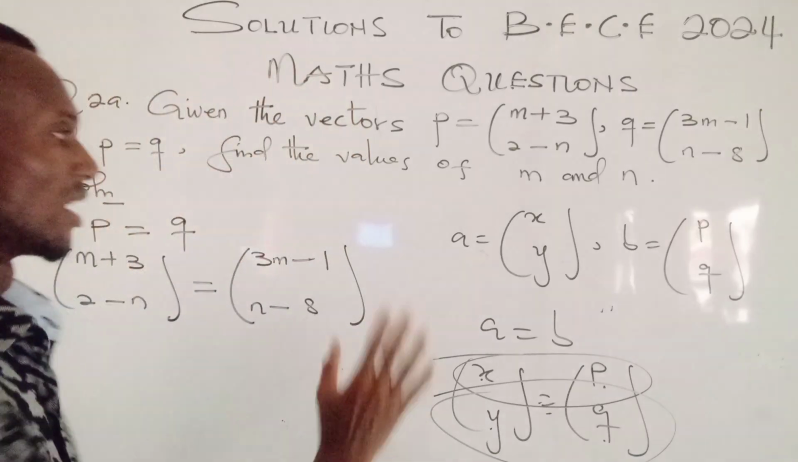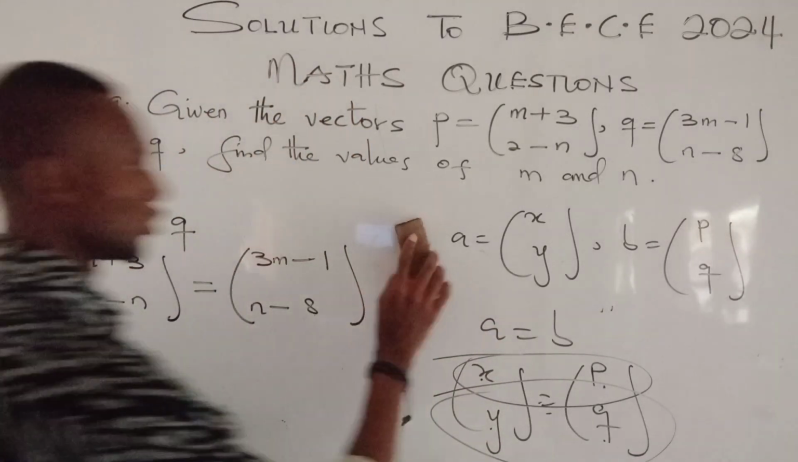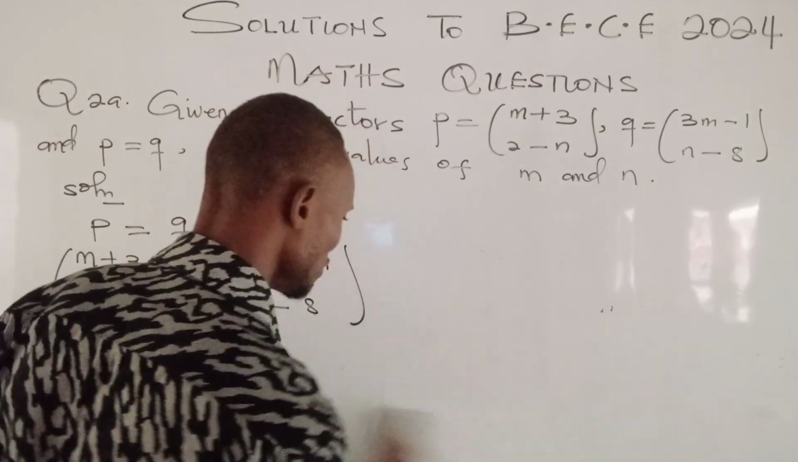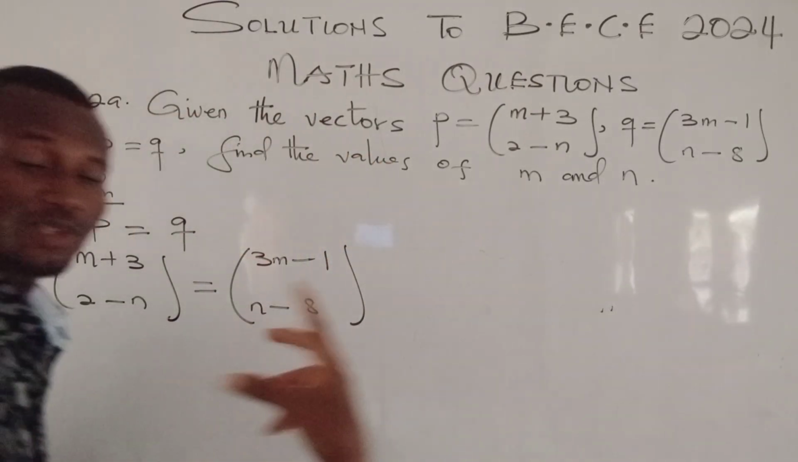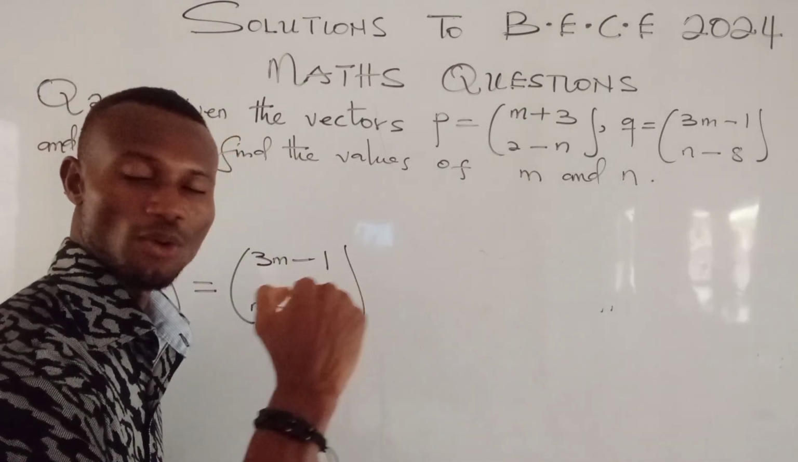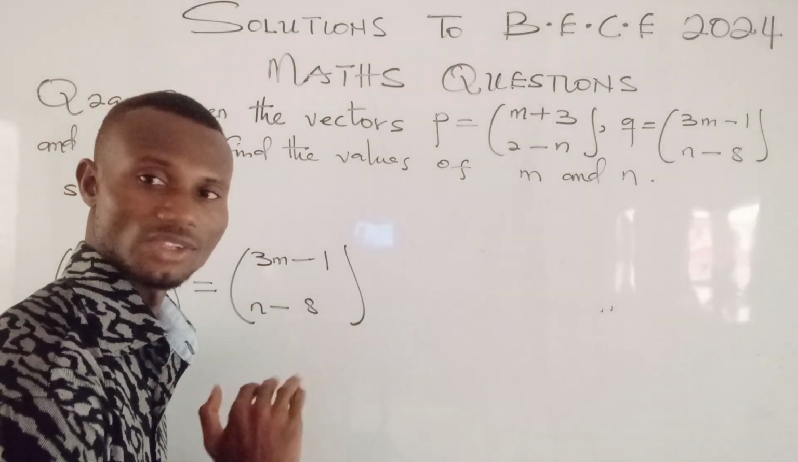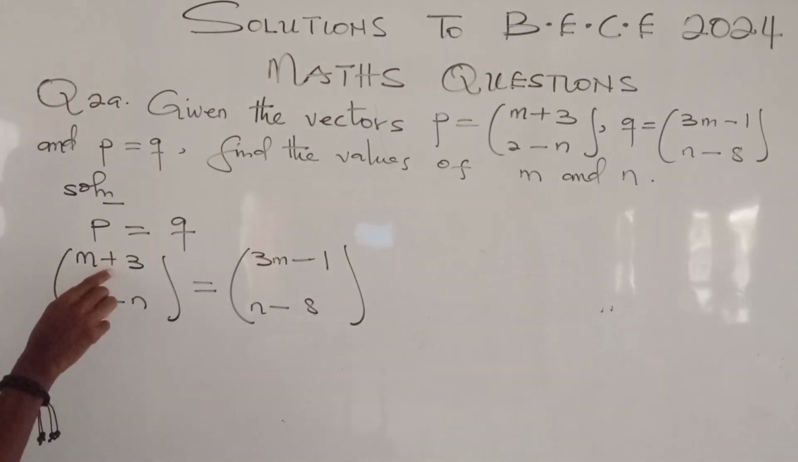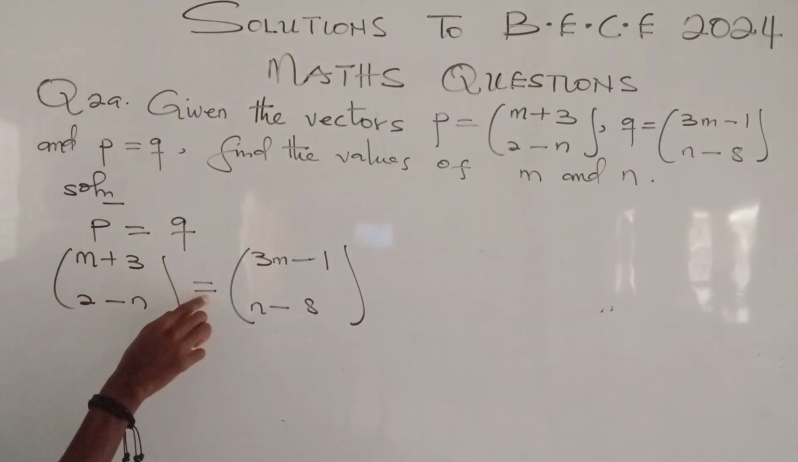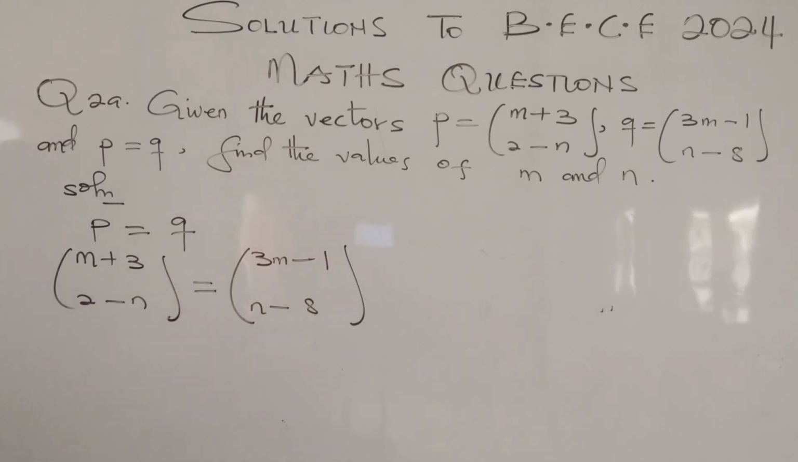Okay, so with that understanding, we are going to do the same to this one. Again, we are going to equate corresponding components. Equating corresponding components means we equate the values at the top and also we equate the values at the bottom. So I'm going to take my m plus 3 and equate it to 3m minus 1, then I can solve for my m.